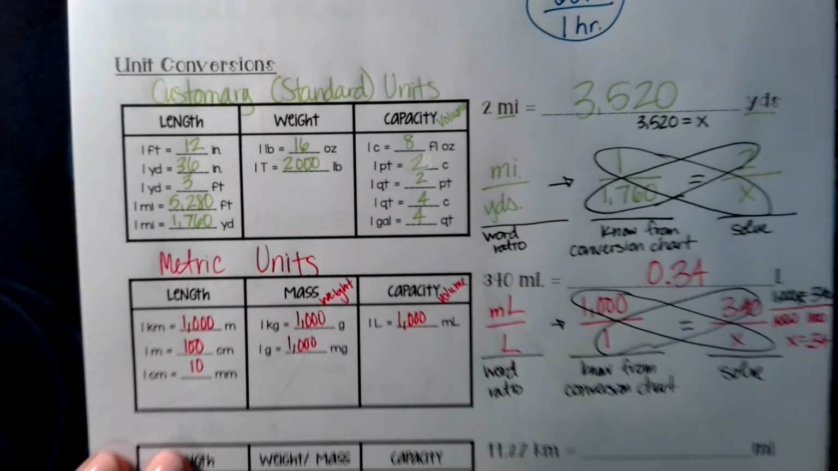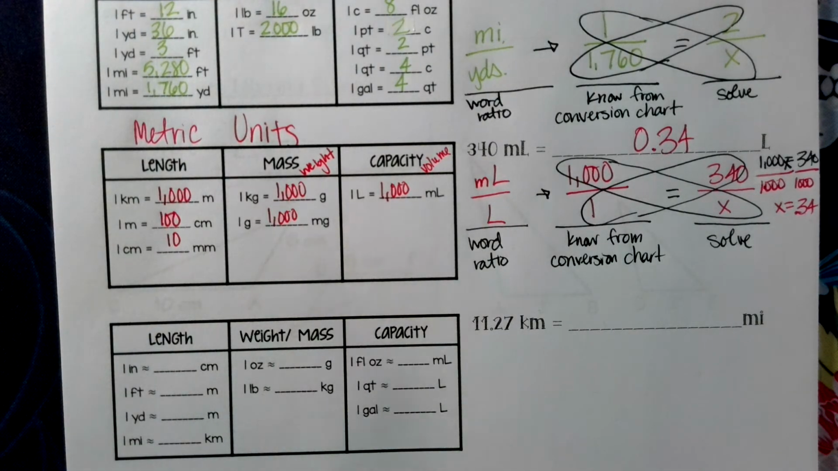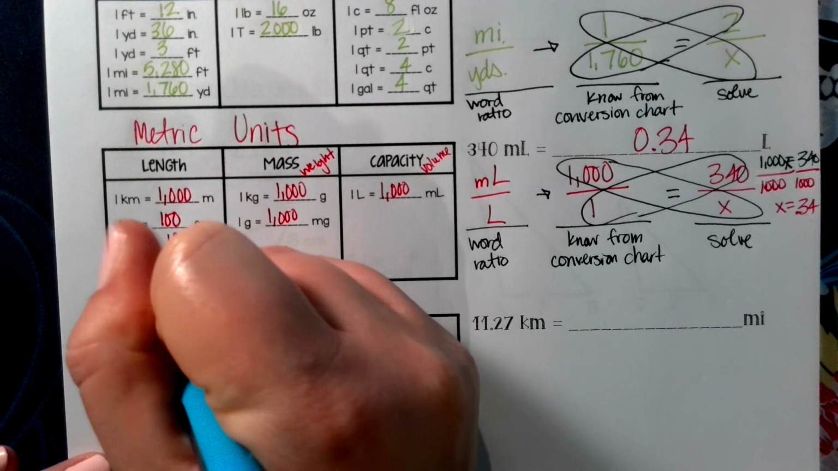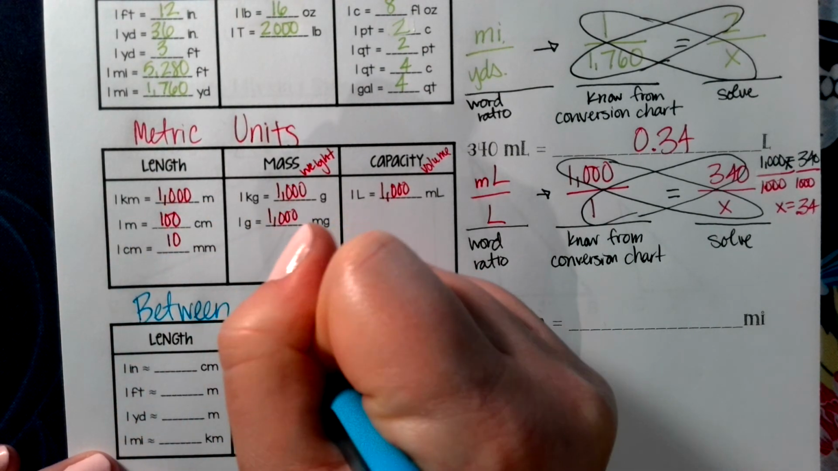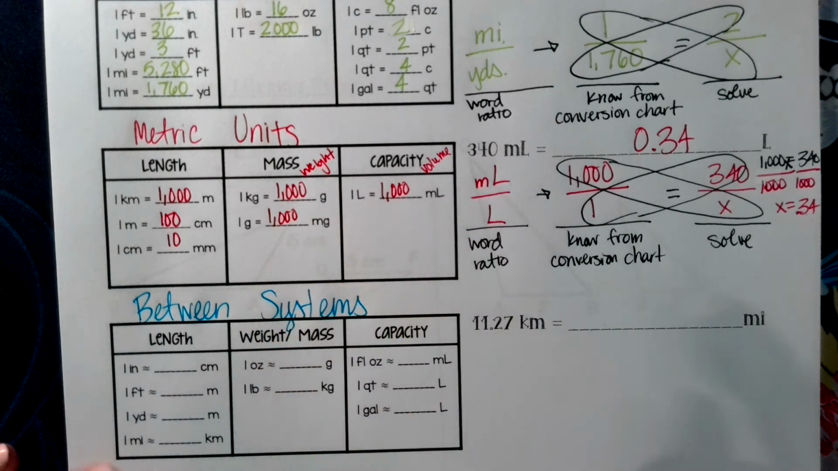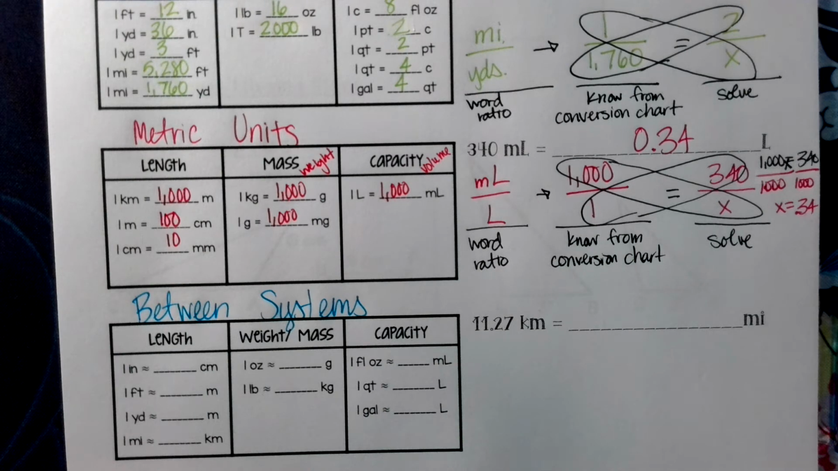All right, the next one is where we go back and forth between systems. So now we're going to go back and forth between customary, our standard units, what we use in America, and then metric units, what they use in the rest of the world. Okay, so now when we're going through, we see little squiggle equal signs instead of your regular equal signs. That's because these are approximations.